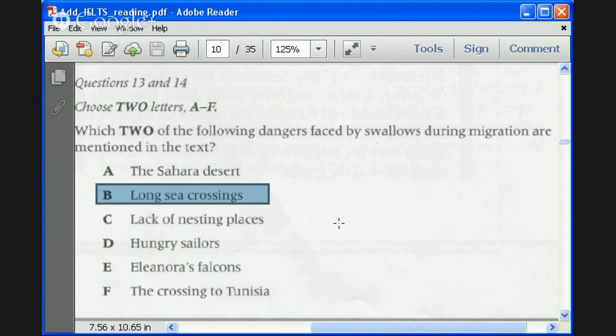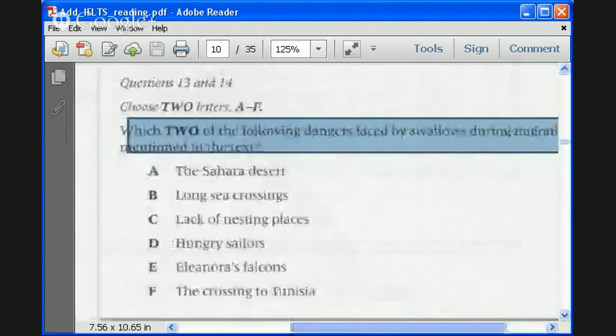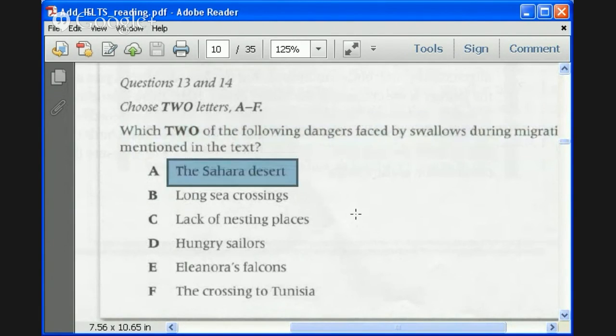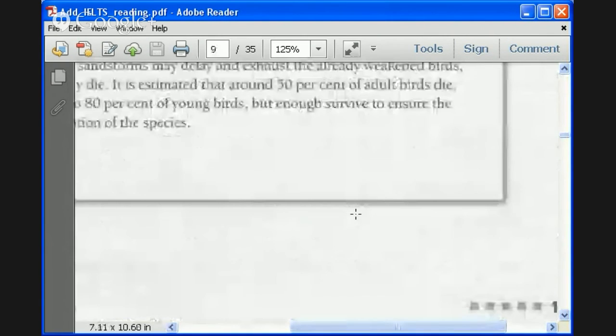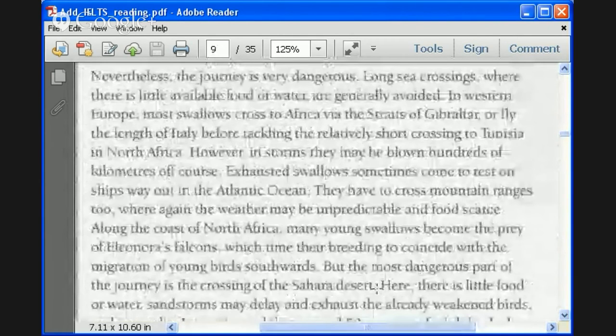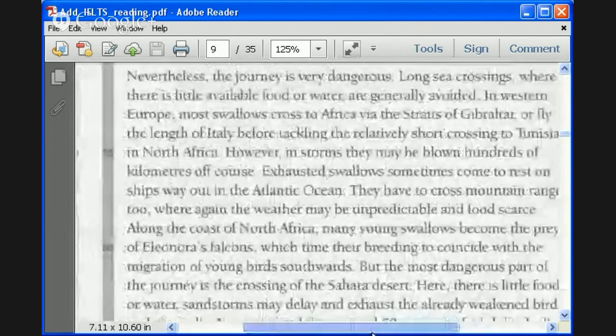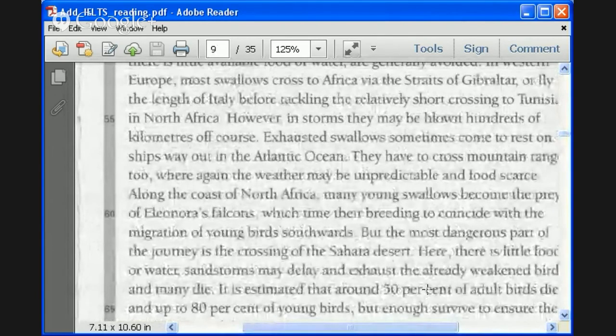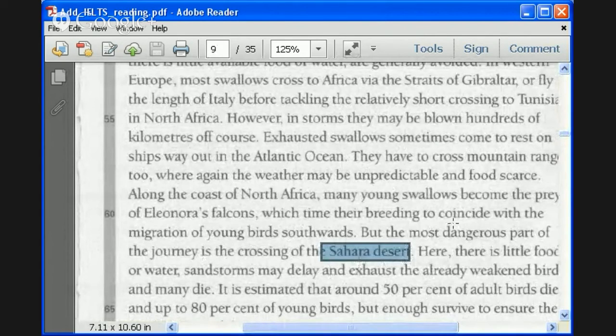Is that also mentioned? Okay, here's what we're going to do. To make sure, we have to use our POE. Quite obviously, this whole question is about the last paragraph, which was all the dangers, which actually, Raphael, you yourself said. So let's scan. Let's look for each one. All right, Sahara Desert. Is it in here? Where is it? Line 61. Indeed. The most dangerous part, Sahara Desert. Okay, we pretty much got that.